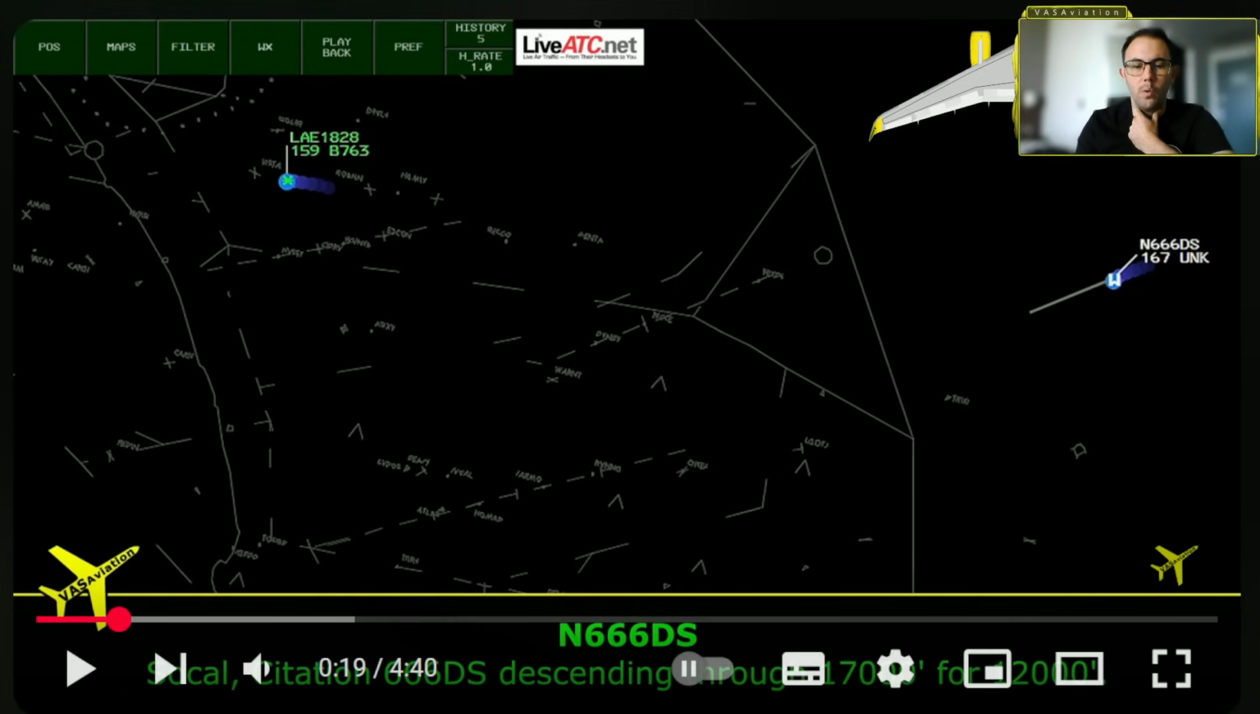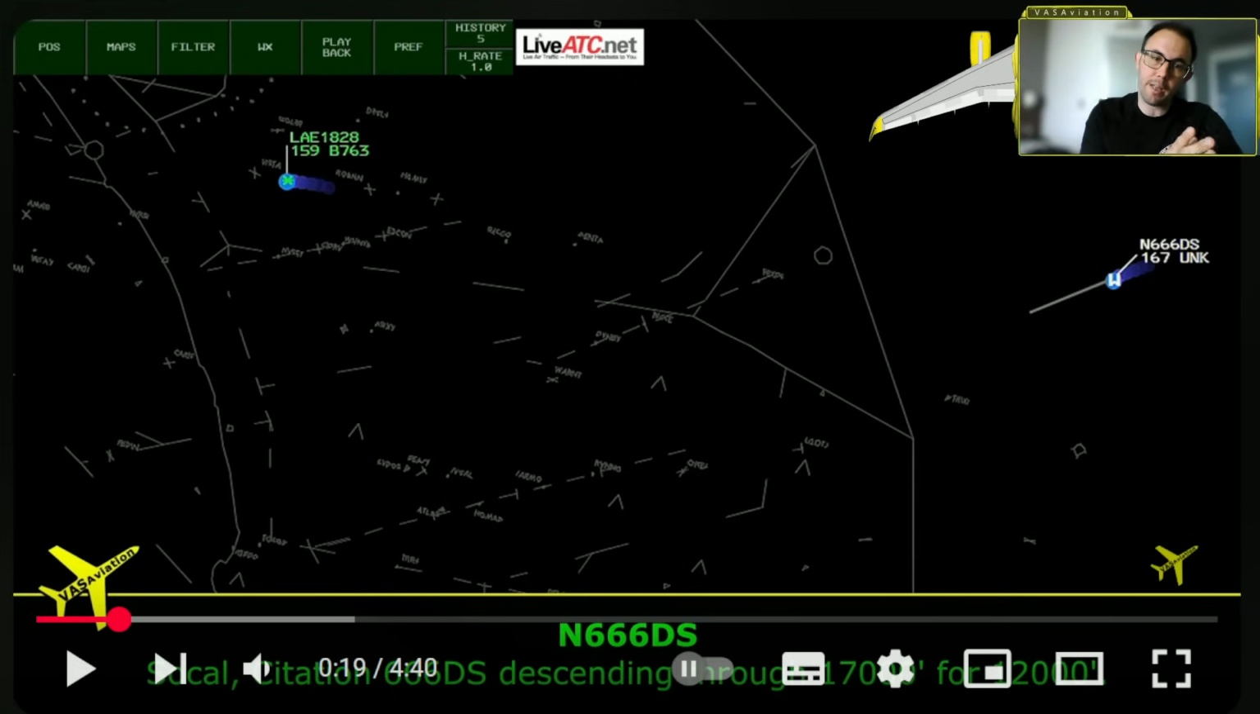Okay, so first of all, let's talk about the radar scope so you can understand what information is on the screen. We have here two airplanes. We have LAE, Lima Alpha Echo 1828 on the left, and we have November 666 Delta Sierra on the right. These two lines we call a data block on the radar scope, so we have some information on the airplanes. The first line is the call sign.